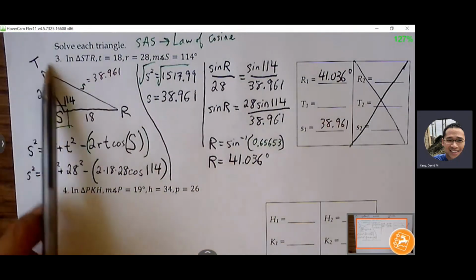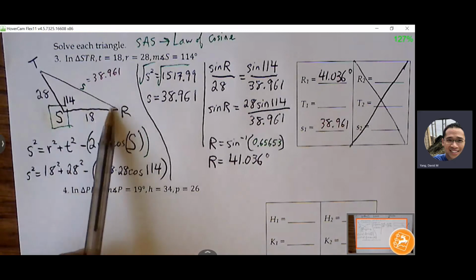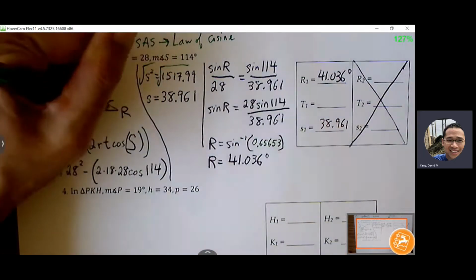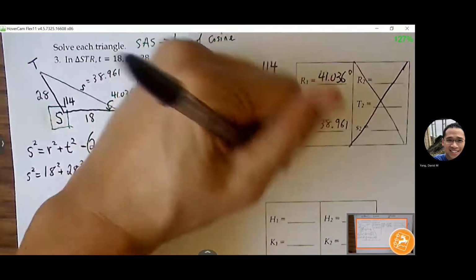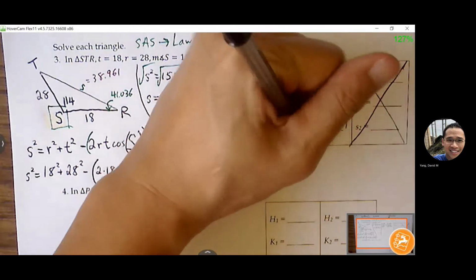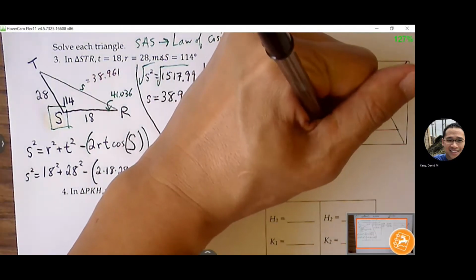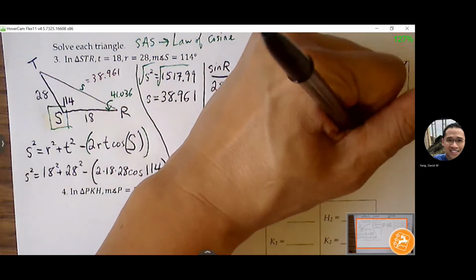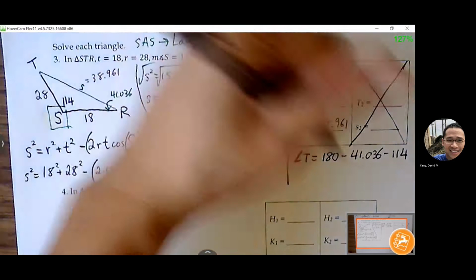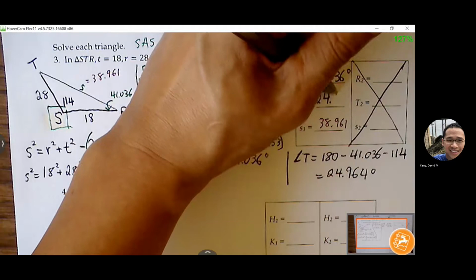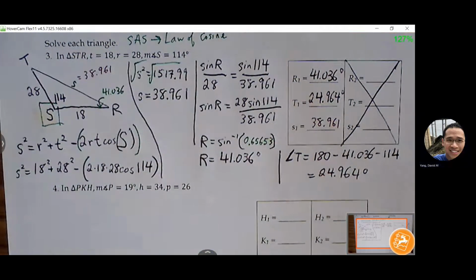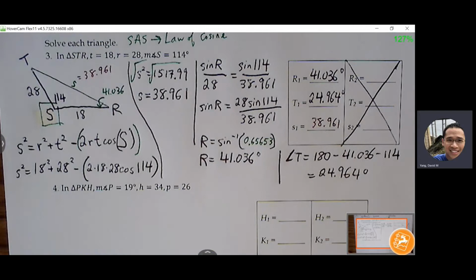Once you have angle R, then that last angle should be pretty easy, right? You know that all angles inside a triangle add up to be 180. Okay, questions with 3?